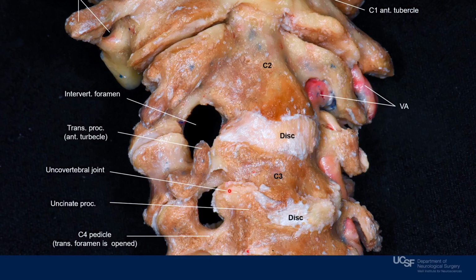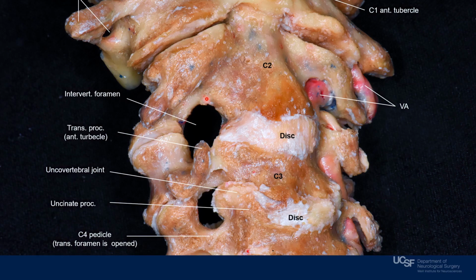this uncinate process, which is a lateral projection of the superior surface, and this uncinate process articulates with the reciprocal convex area on the inferolateral aspect of the upper body. Functionally, this uncovertebral joint, which is the articulation again, limits the lateral displacement of the intervertebral disc. And a little bit of anatomy.